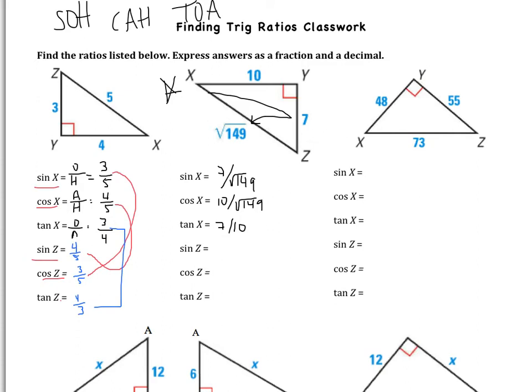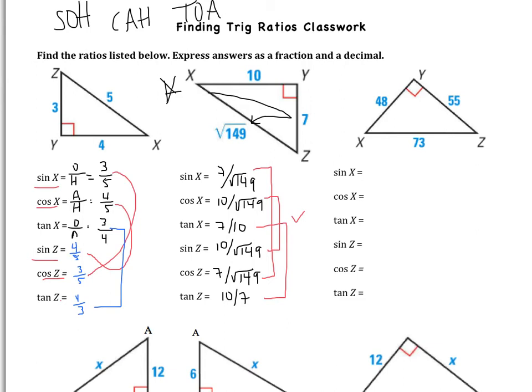Sine of z is opposite over hypotenuse, 10 over root 149. Cosine is adjacent over hypotenuse, or 7 over root 149. Tangent is opposite over adjacent, or 10 over 7. Doing our little mental check: sine matched up with cosine, cosine matched up with sine, and then the tangents were reciprocals. So that's good. Again, please find all 6 separately and then check your answer.